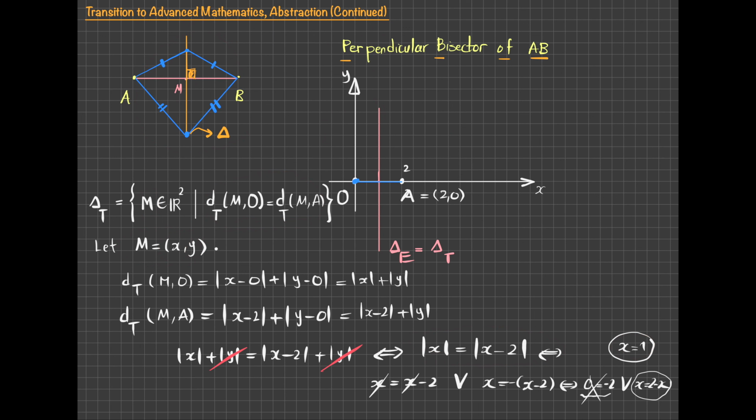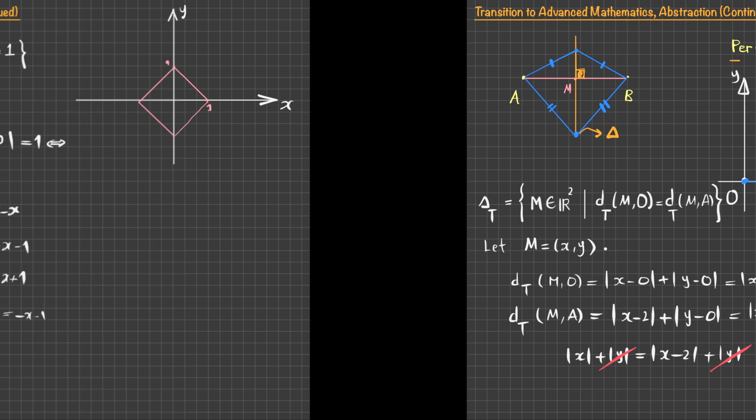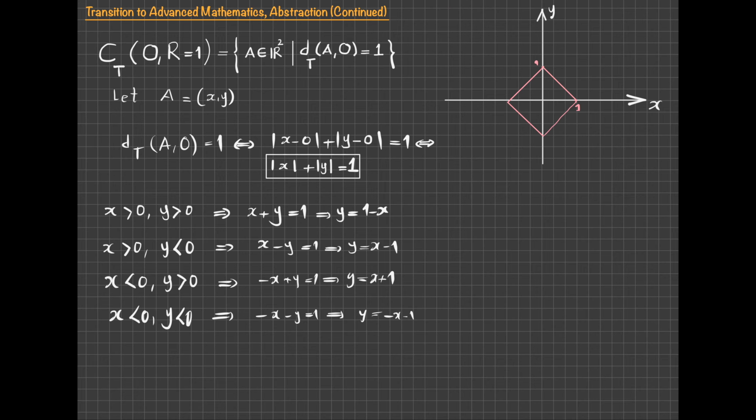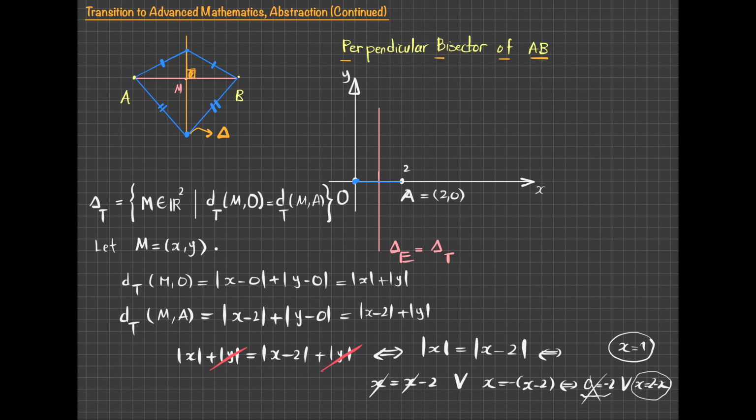Okay, but of course, if you remember, here we calculated the Euclidean distance and the taxicab distance for the same pair of points, and they are different. So you might think that, even though these metrics are different, they always give rise to the same perpendicular bisector for any pair. Okay, of course, this is not true.